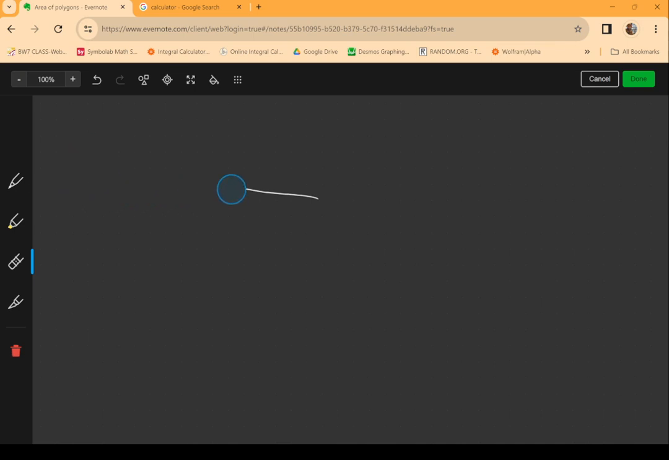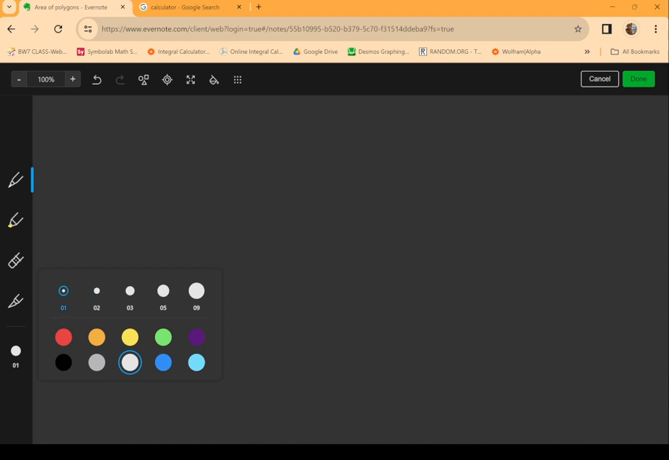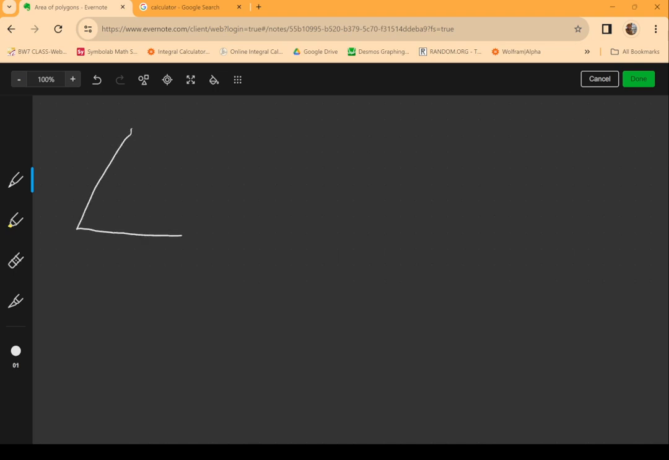Let's try that again here. Okay, so I have a parallelogram, and we have that this angle here is 60 degrees. All right, and I'm given that this piece here is 4 units. And then this piece here will be 5 units.